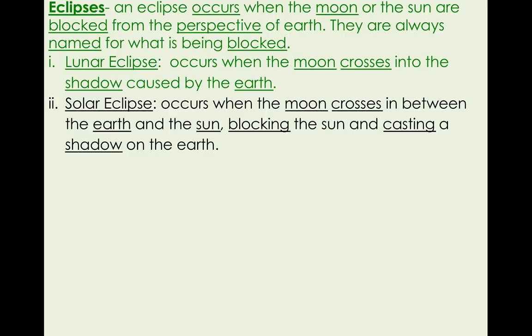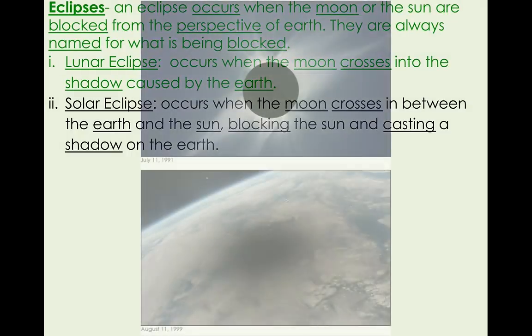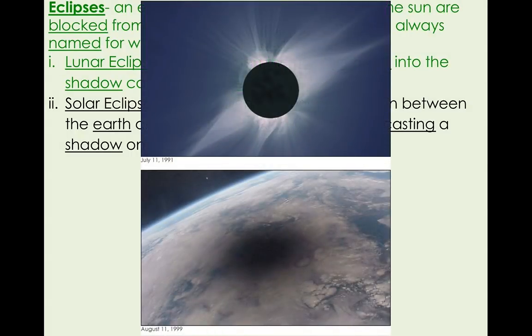All right, a solar eclipse occurs when the moon crosses in between the Earth and the sun, and it blocks the sun and casts a shadow on the Earth. All right, and maybe you saw there was that big solar eclipse that actually just was like a year and a half ago. Maybe you're someone that was able to see that. Here, we didn't have a total eclipse here, but a lot of people did a lot of traveling for that.